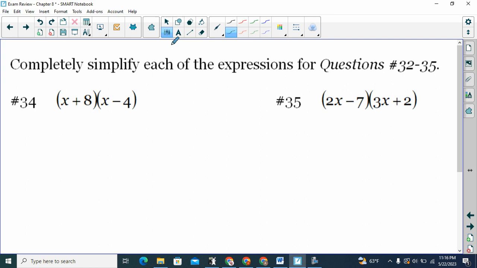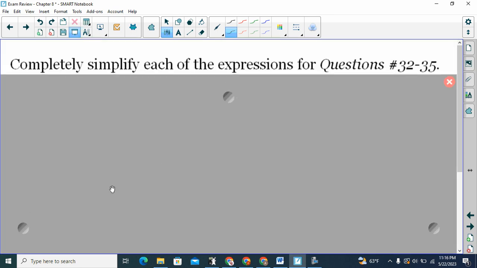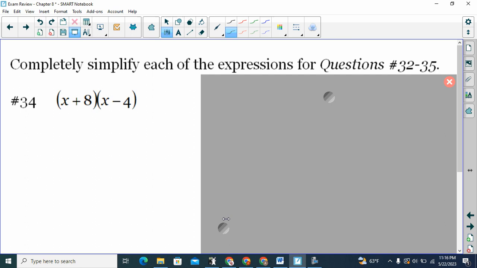Number 34, same directions, completely simplify. Looks kind of the same. I've got a couple polynomials that are in parentheses. Notice this time I'm not adding them and I'm not subtracting them. We have no symbol in between. That means we are multiplying them. We are multiplying x plus 8 and x minus 4. To multiply a binomial, 2 terms, times a binomial, 2 terms, this is when we FOIL, F-O-I-L.